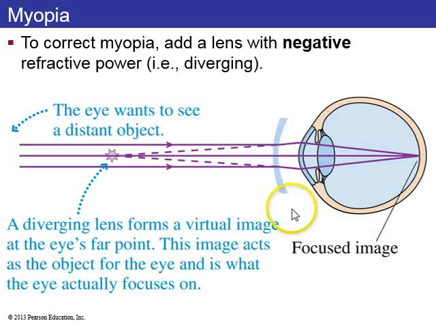To correct myopia, you add a lens with a negative refractive power. And what that does is, if you have a very distant object, like parallel rays for example, it'll form a virtual image which is closer than the person's far point. And then that's what you focus on, this virtual image, for example, of a star.